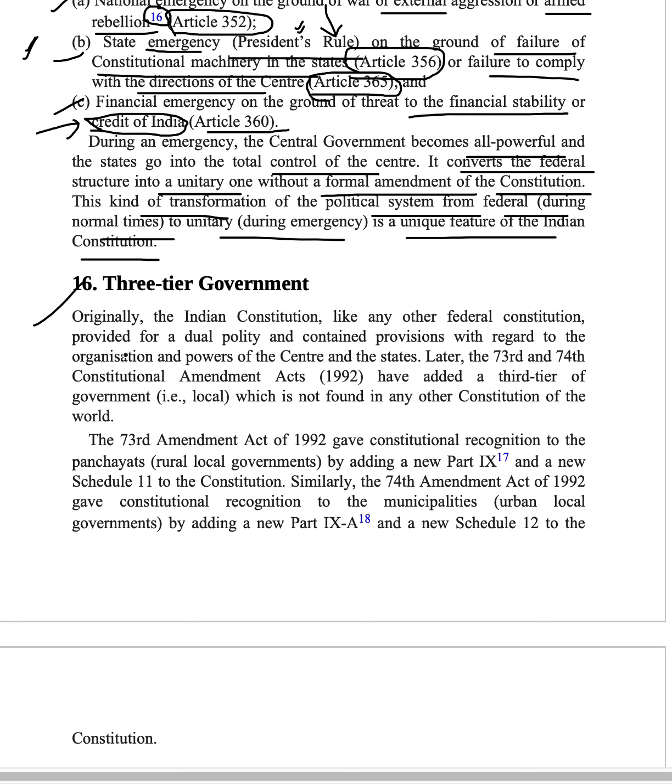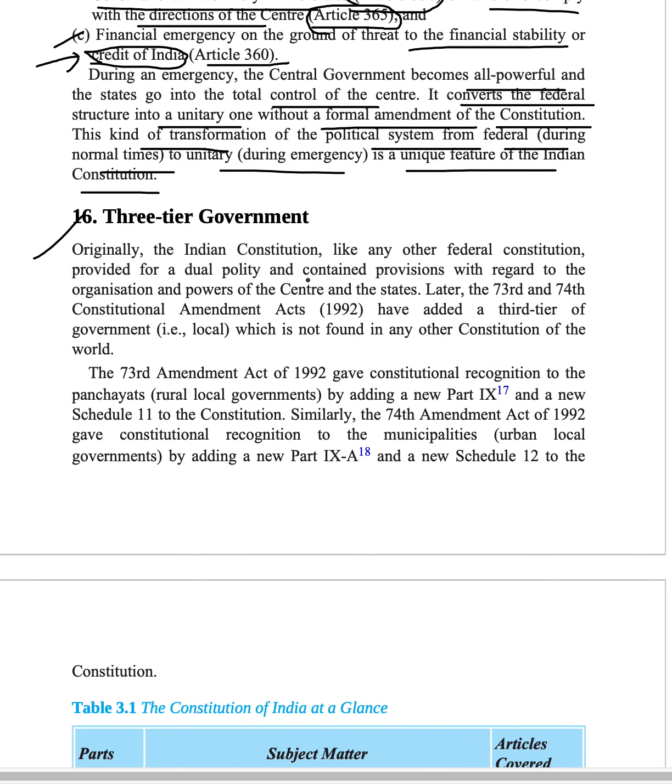Then next is three-tier government. Originally the Indian Constitution, like any other federal constitution, provided for a dual polity and contained provisions with regard to the organization and powers of the center and state. So initially the powers were divided between the center and the states only, but now we have three-tier government. There is a central government, then state level government, and panchayati raj or municipalities and the panchayats at the local level.